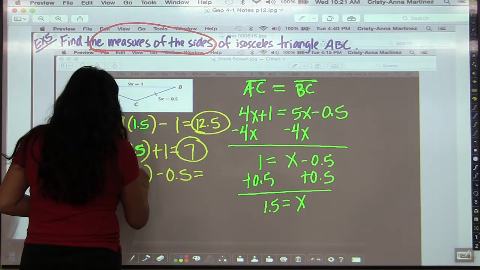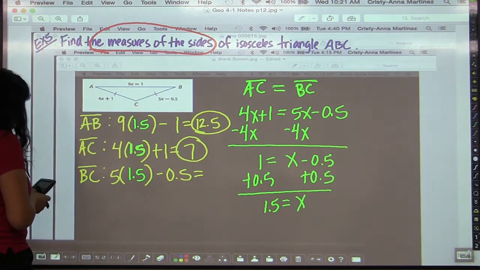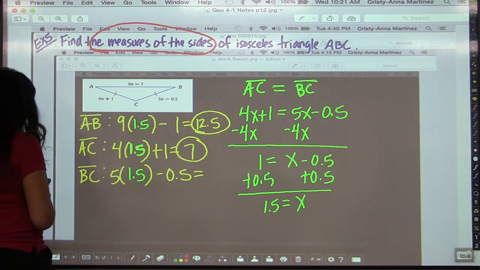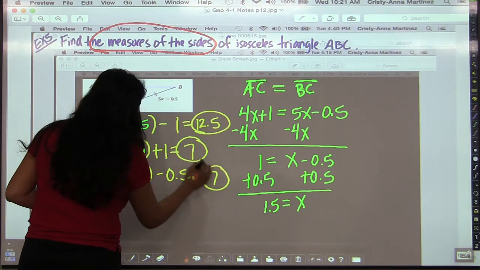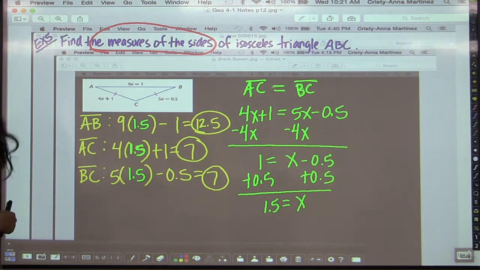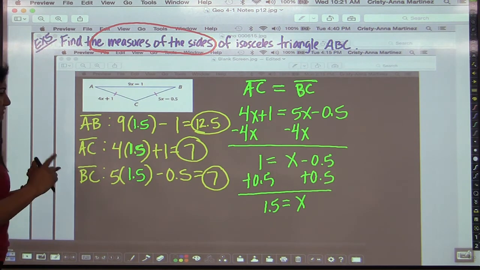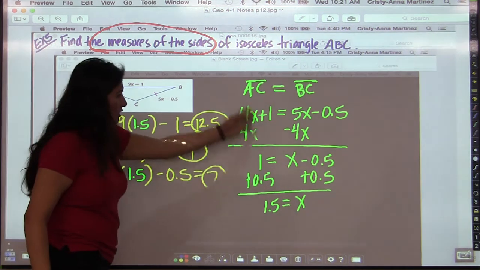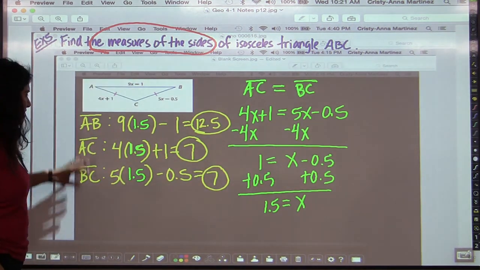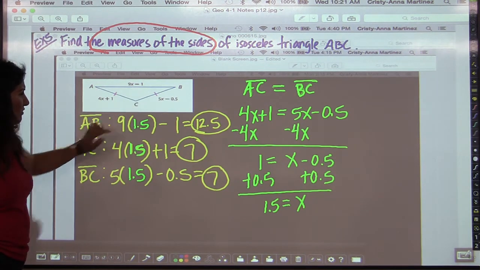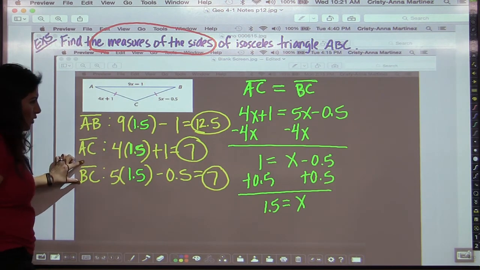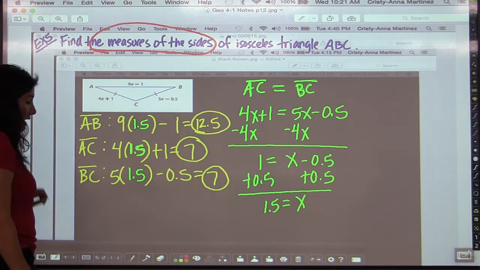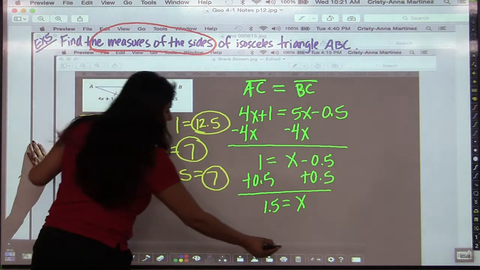So you want to put 1.5 in here. 5 times 1.5 is going to give us 7.5, and then minus 0.5 is going to give us 7, which is what we expected because they're supposed to be congruent since it's an isosceles triangle. And so first we had to find the value of x, which is what we did here in the green, and then we use that value of x, plug it into the expressions that were given in the diagram to find the measures of each of the sides. And of course, these two were congruent, so we got 7 for both of them. So that is how you do that.